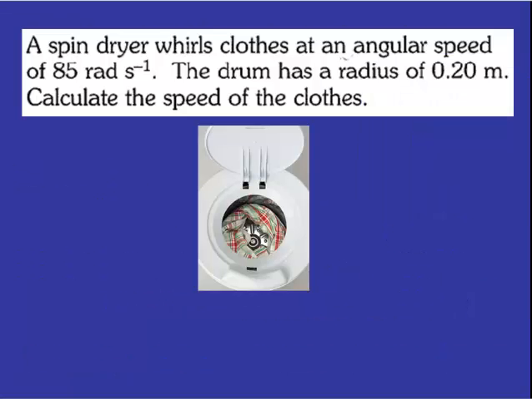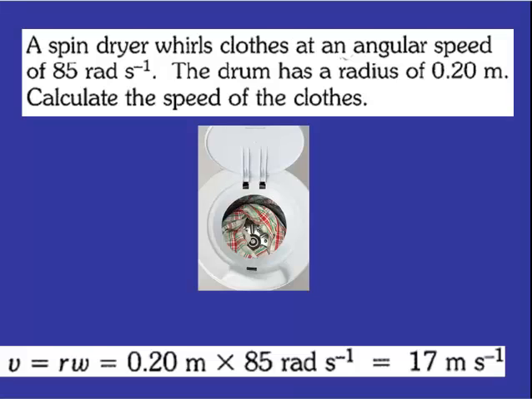Let's apply this to a problem. A spin dryer whirls clothes at an angular speed of 85 radians per second. The drum has a radius of 0.2 meters. Calculate the speed of the clothes. Using that formula gives us 17 meters per second.